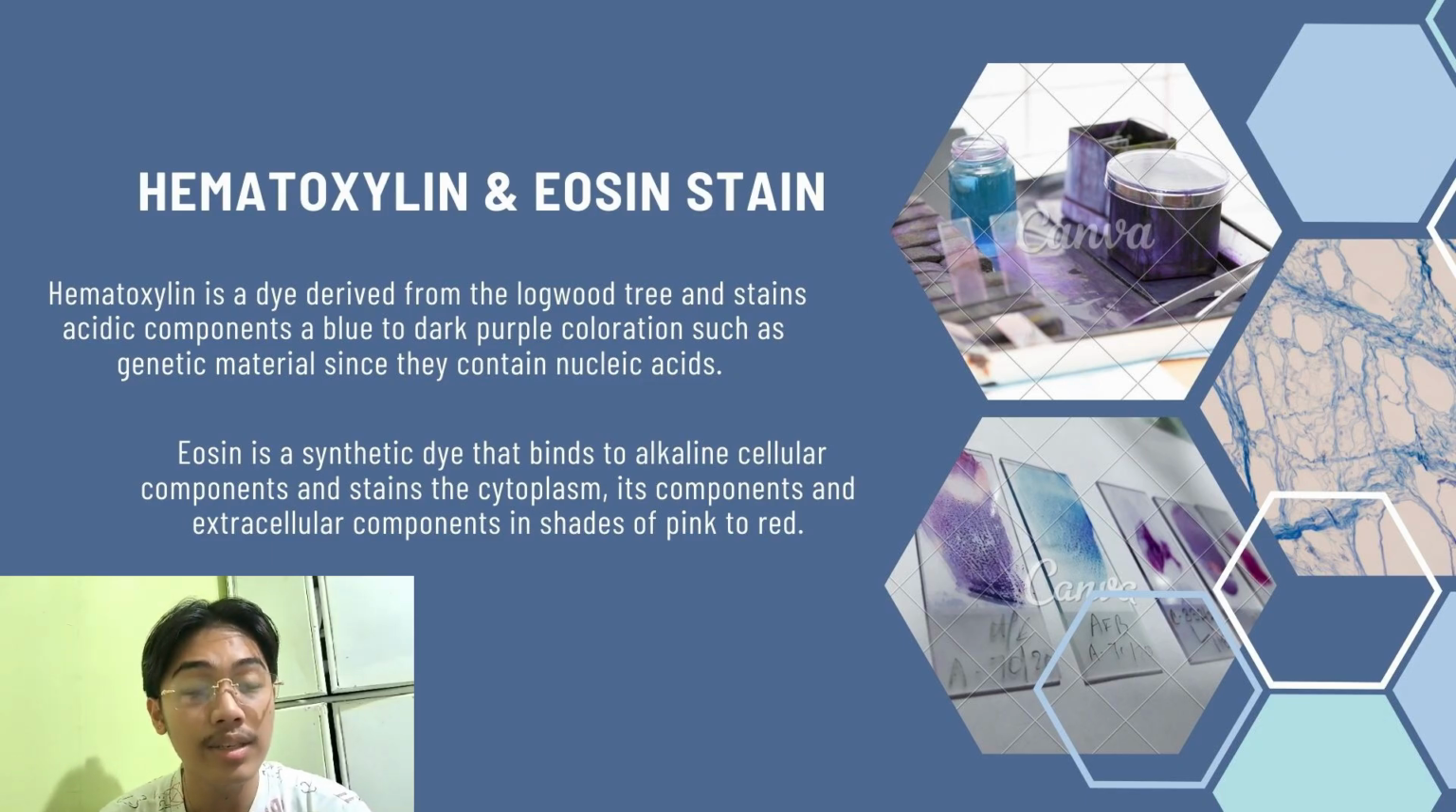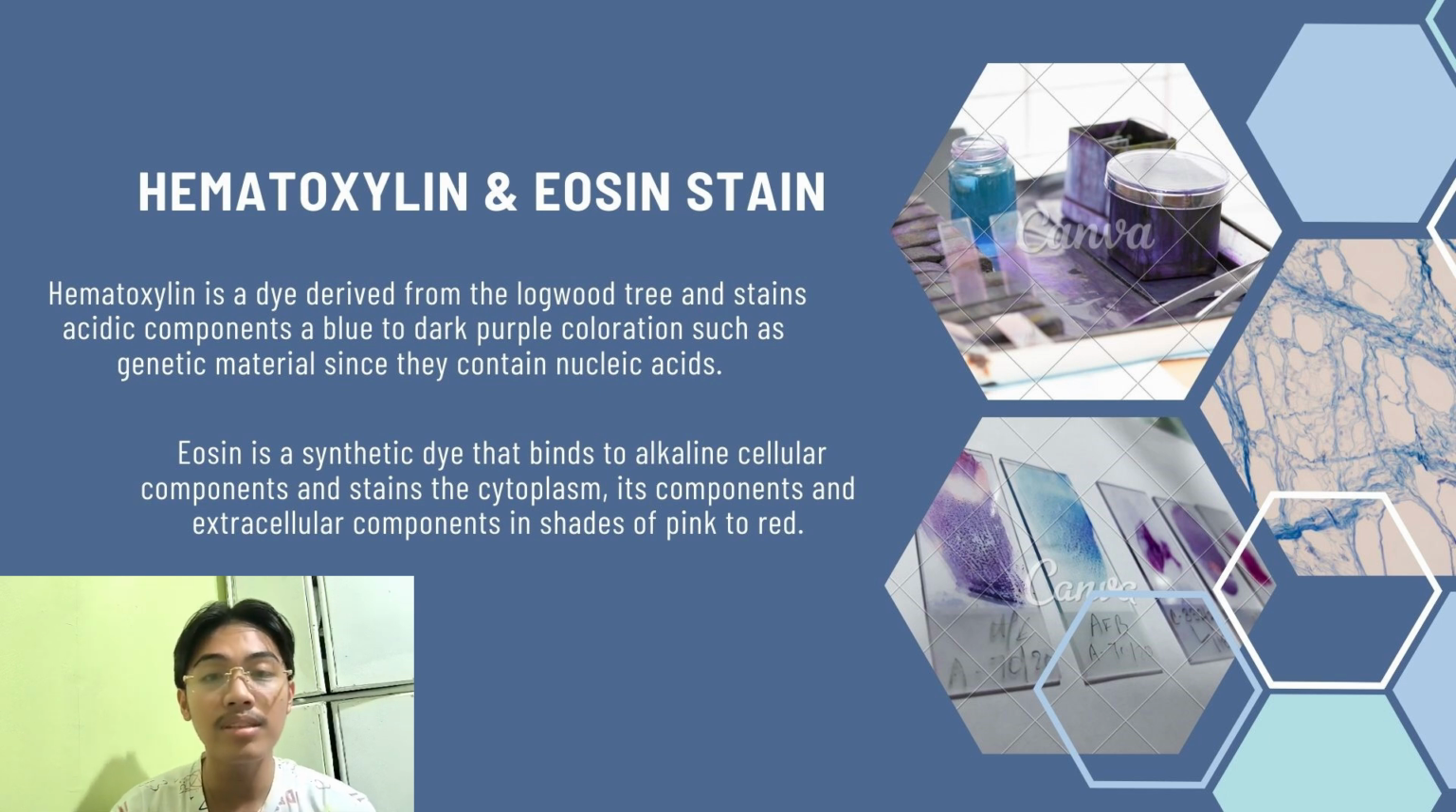Hematoxylin and eosin stain, or H&E stain. Hematoxylin is a dye derived from the logwood tree and stains acidic components a blue to dark purple coloration, such as genetic material, since they contain nucleic acids. Eosin, on the other hand, is a synthetic dye that binds to alkaline cellular components and stains the cytoplasm and its components in shades of pink to red.